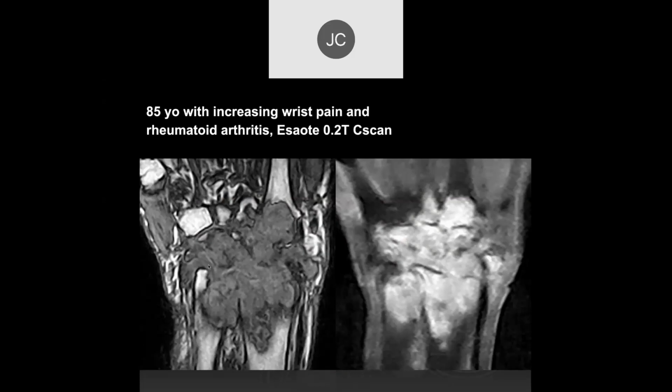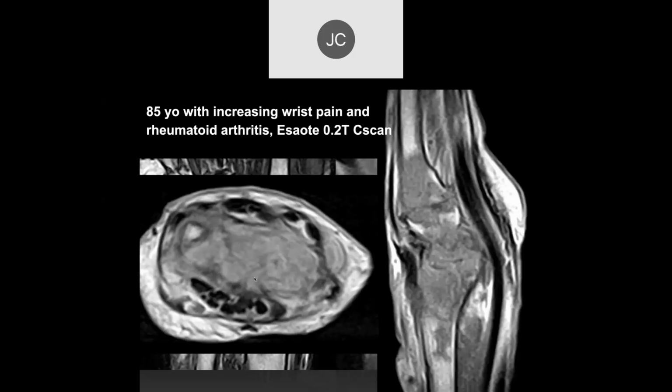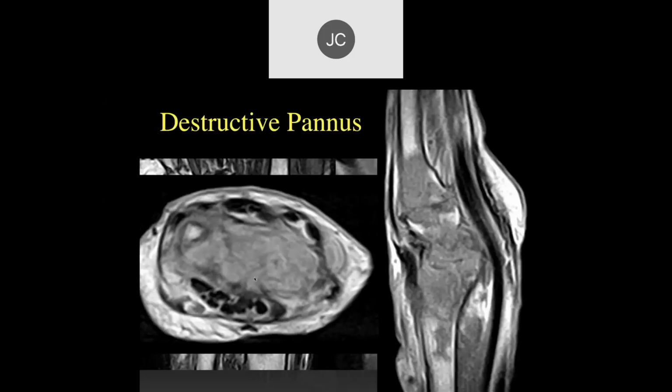And then here's just an example of rheumatoid arthritis really going untreated over many years with really complete destruction of the carpal bones, the distal radius and ulna and proximal metacarpals.